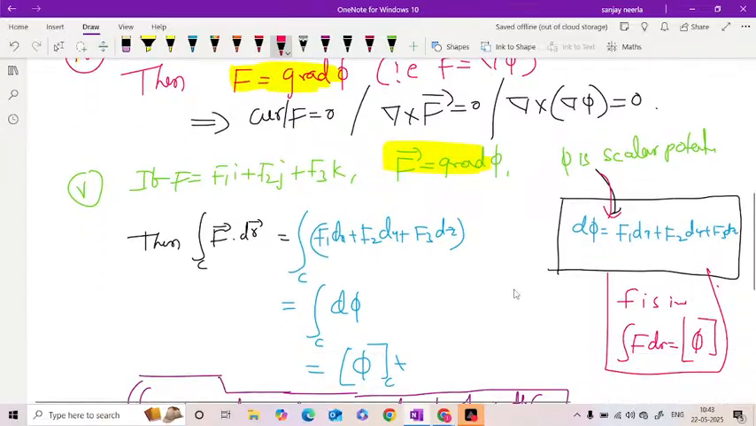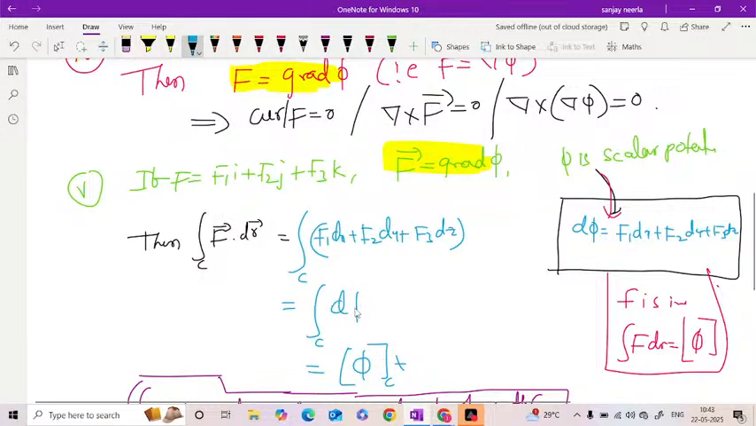Okay, and in that situation the line integral of F, we will directly write the total result as phi only, because this is already an exact differential equation. That means this total differential equation we can write as d phi only.